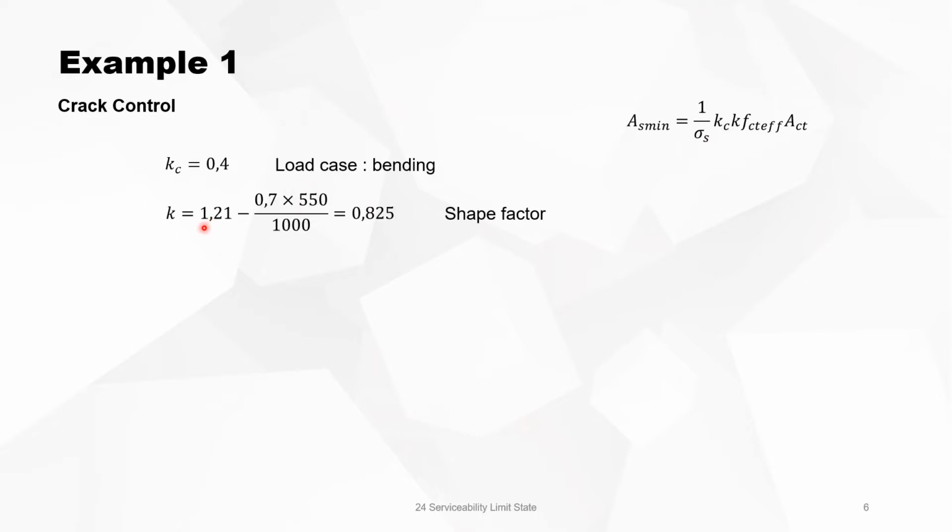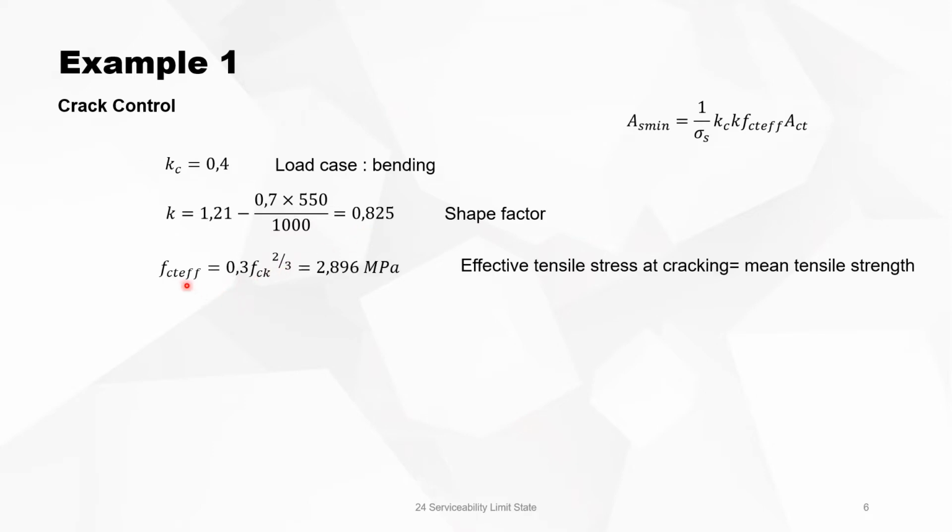First, we look at crack control. This was the formula for crack control. Kc, it's load case pure bending, so Kc is 0.4. The shape factor, it's just a function of D, and it's 0.825. FCT effective is equal to the mean tensile strength, 2.9 megapascal. The area under tension of the concrete is, because it's bending, half the area, which is 82,500.